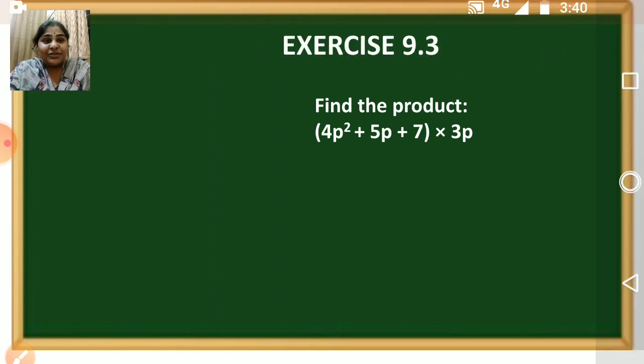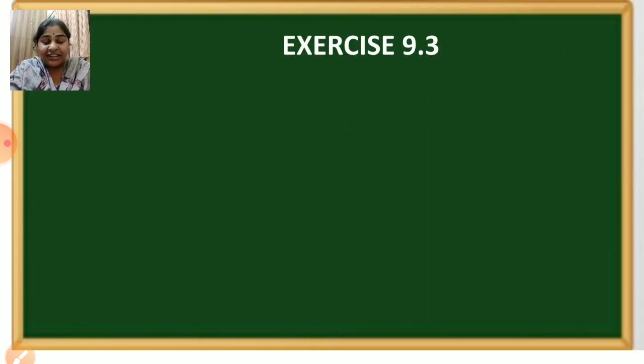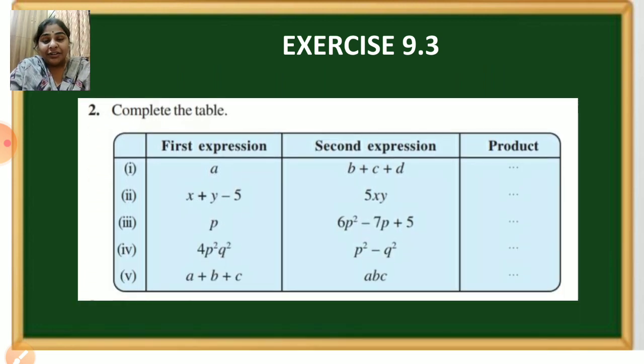So let us proceed with exercise 9.3, which we have already started. In that, question number 2. Complete the table. Here the first expression is given, the second expression is given, and the product is asked. If you see here children, the first one is a monomial and the second is a trinomial. In the next bit, the first expression is a trinomial and the second is a monomial. So these are products of a monomial by a trinomial. One by one let us solve this.